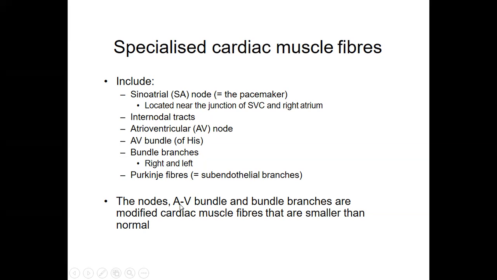The nodes, the bundle and bundle branches are modified cardiac muscles. So these components of the specialized cardiac muscle are actually a modified form of cardiac muscle fiber that are smaller than normal. The size of these cells is smaller compared to the cardiac muscles. Modified cardiac muscle fiber.